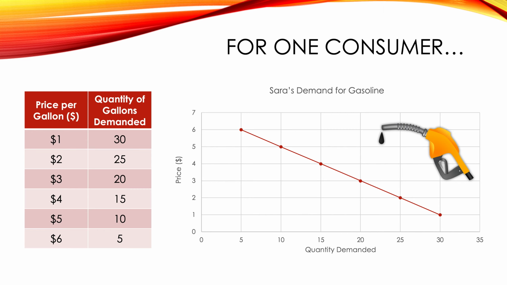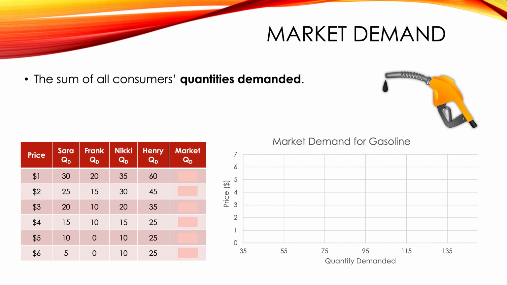What is a market of consumers? Well, it's every consumer who wants this thing. They're a market participant. So for market demand, it might look like this. We have not just Sarah anymore, but we also have Frank and Nikki and Henry and whoever else is in this market. But let's just simplify things and imagine that the market for gasoline only has 4 consumers. So these are the only 4 people who buy gas. Otherwise, our table would be way too big. And from this information, we can calculate market demand.